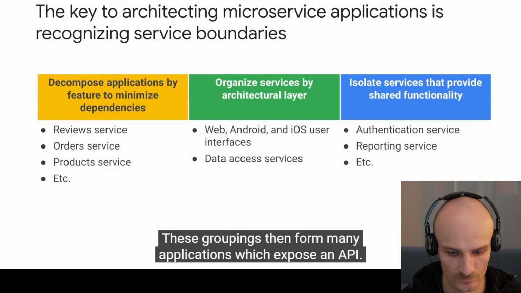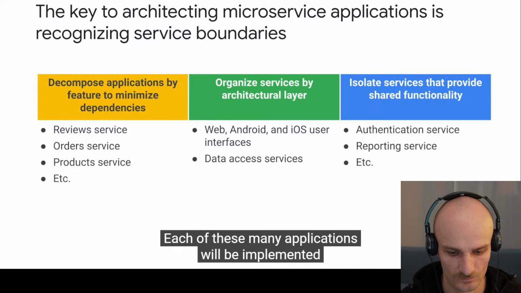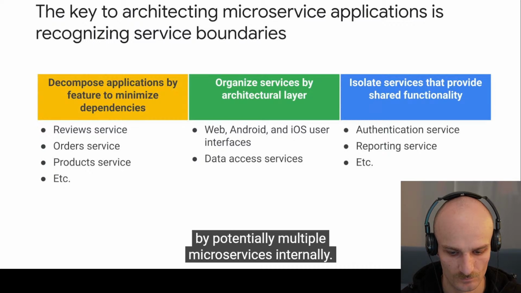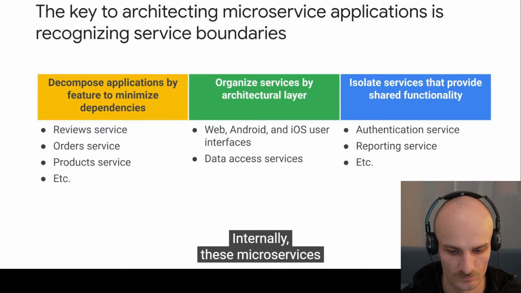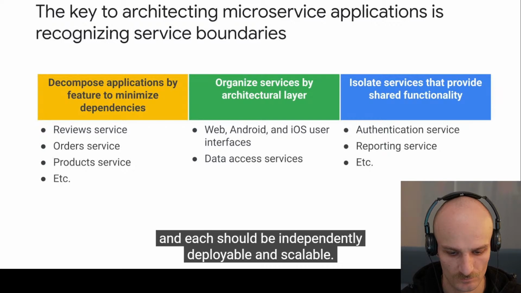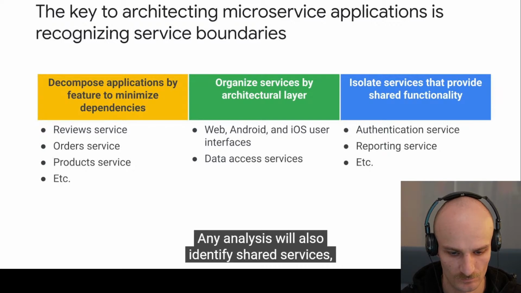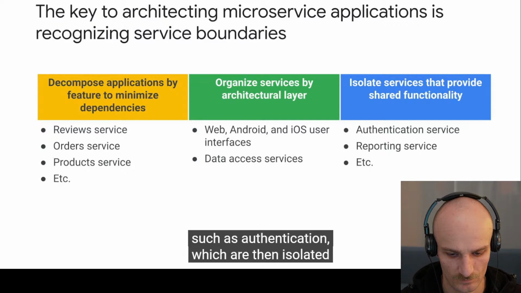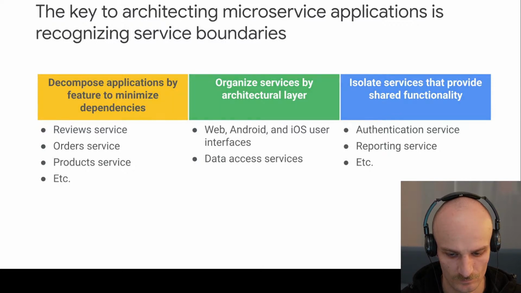These groupings then form mini-applications which expose an API. Each of these mini-applications will be implemented by potentially multiple microservices internally. Internally, these microservices are then organized by architectural layer, and each should be independently deployable and scalable. Any analysis will also identify shared services, such as authentication, which are then isolated and deployed separately from the mini-applications.